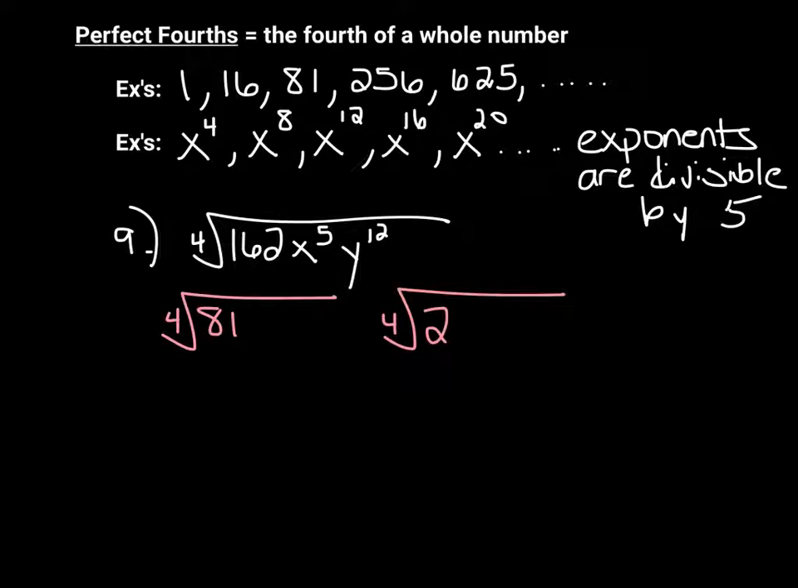All right, so if we look at x to the fifth, well, 5 is not a multiple of 4. So we're going to take out the biggest perfect fourth that we can. The biggest perfect fourth that we could take out of this would be x to the fourth. And that would leave me with just an x in our leftover radical. All right, y to the 12th. This is a perfect fourth because 12 is a multiple of 4. So I'm going to take the whole thing and put it in our perfect fourth radical. All right, so then the fourth root of 81 is 3.